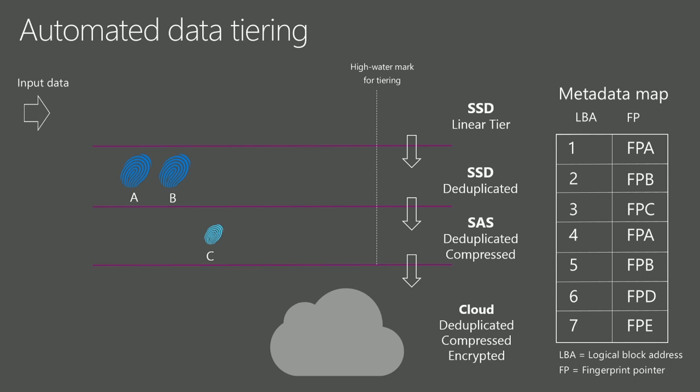If you have to read a block from Azure, then that can get pulled back into the SSD tier, and there's a read type cache in the SSD tier for blocks that are read back from the cloud, unencrypted back onto your device. Still deduped.